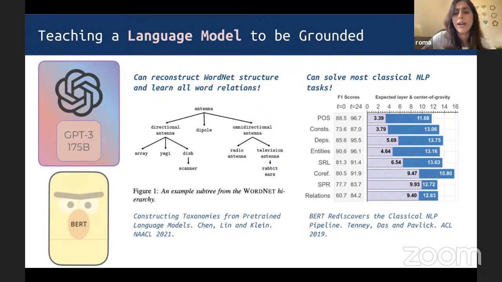Similarly, on the right, if we probe the representations to see how they're reasoning about part of speech tags or dependency parses when they're doing well on tasks, we find that there is some evidence that models do seem to be doing things correctly, which is quite exciting overall.